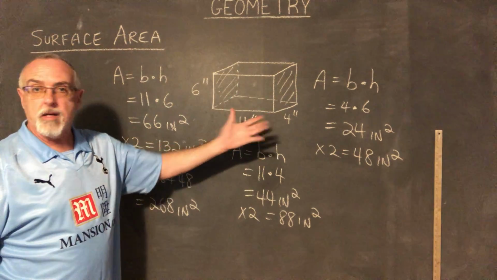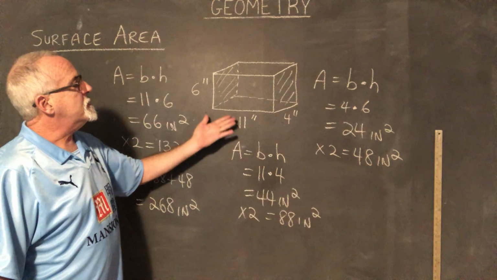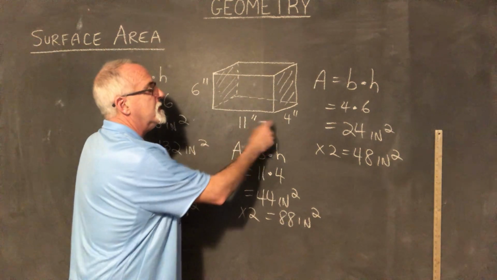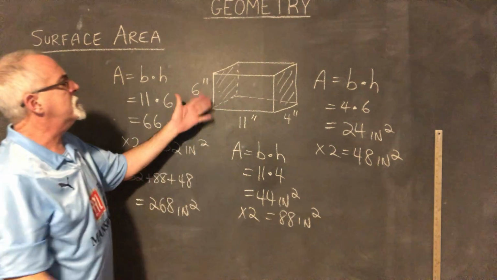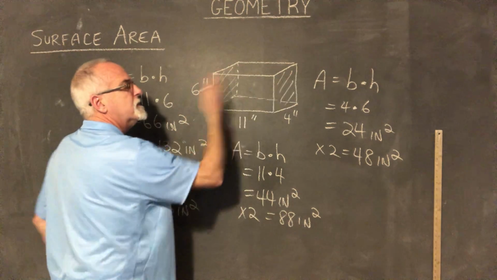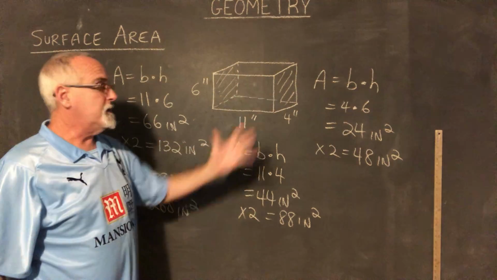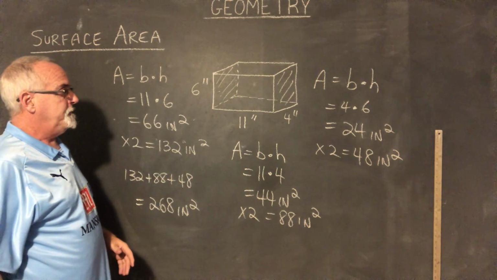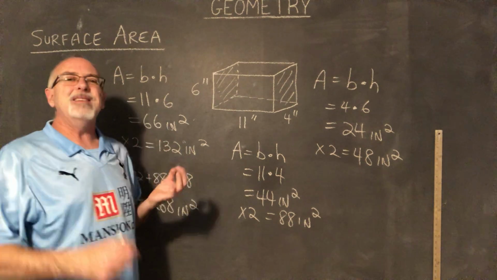This box, this rectangular prism, has a bottom that is 11 by 4 inches, front and back sides that are 6 by 11 inches, and then the sides over on the ends that are 4 by 6 inches, and we're able to add it all together. So it seems like an awful lot that we've done, but it isn't hard.